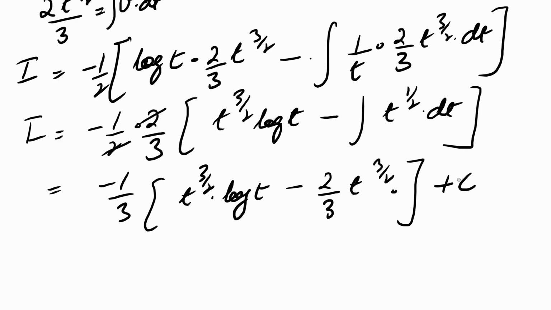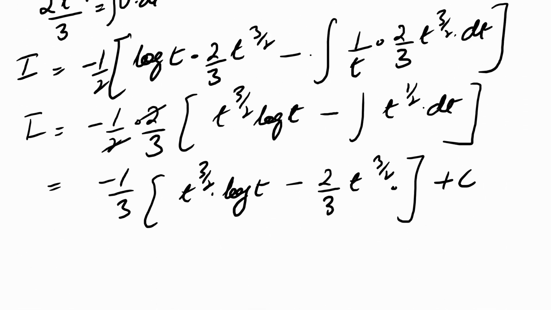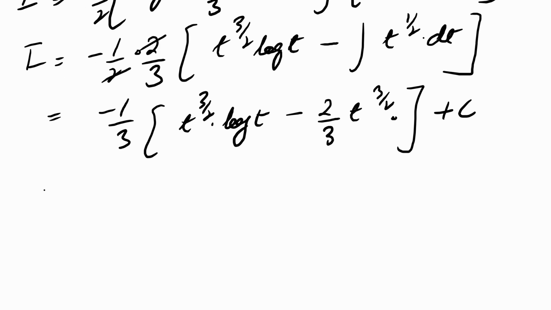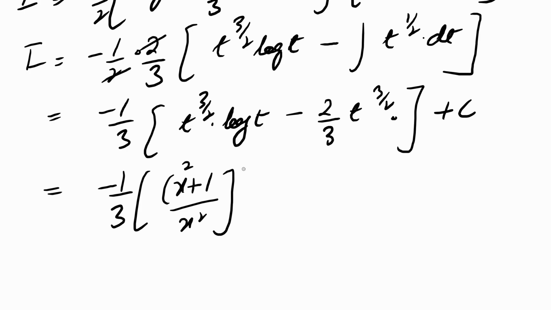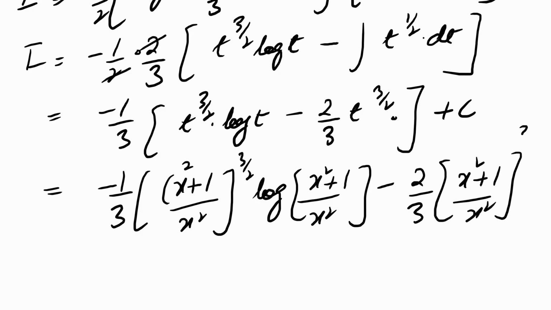Now instead of t, we can use x square plus 1 upon x square. So this will become minus 1/3 (x square plus 1 upon x square) to the power 3/2 log (x square plus 1 by x square) minus 2/3 (x square plus 1 by x square) to the power 3/2 plus c. Okay, so I hope you understood this.